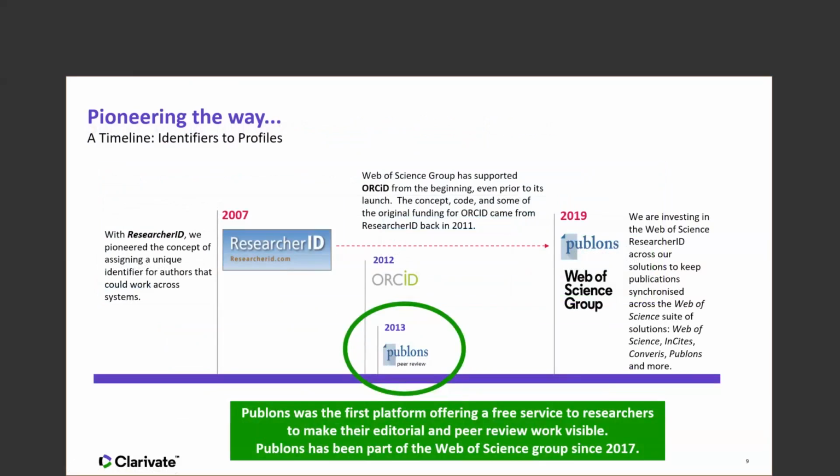The first platform that was created allowing people to create their identificator was called ResearcherID. That platform was created in 2007 by our company, Clarivate. So that was the first one, now more than 10 years ago.